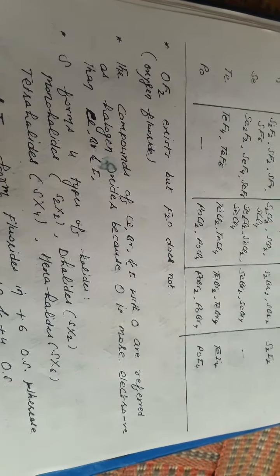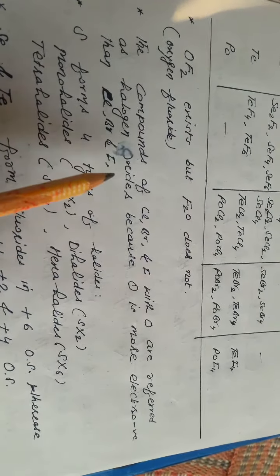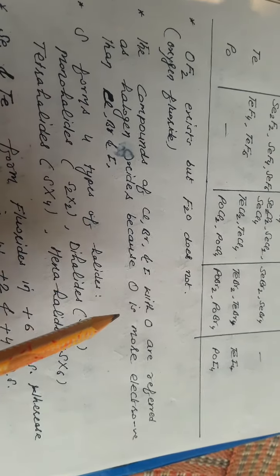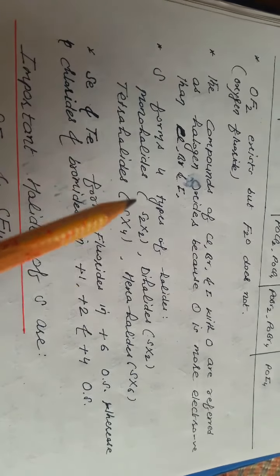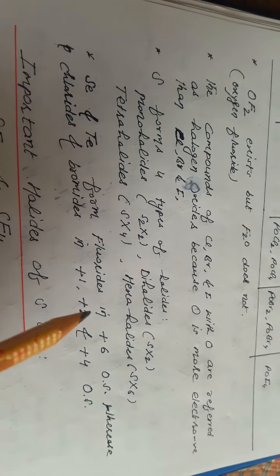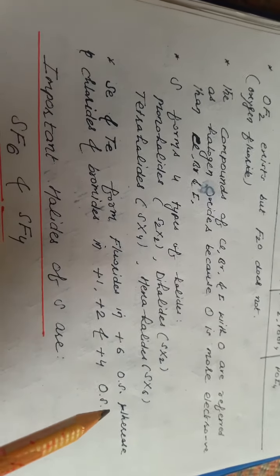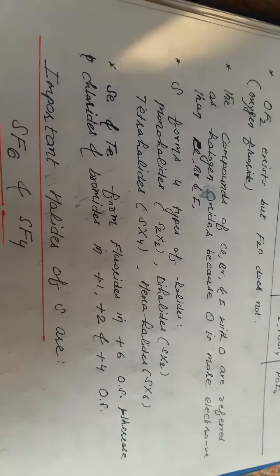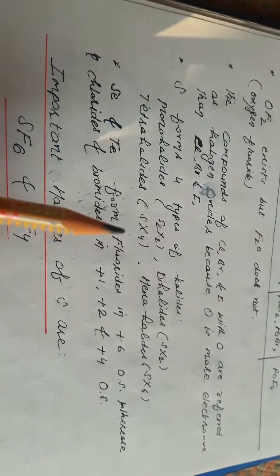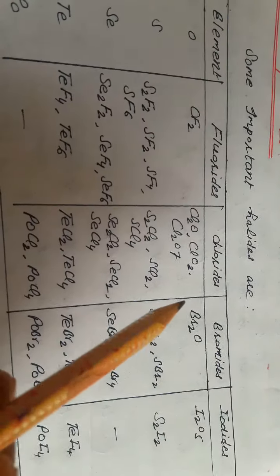The compounds of chlorine, bromine and iodine with oxygen are referred to as halogen oxides because oxygen is more electronegative than chlorine, bromine and iodine. Sulfur forms four types of halides: monohalides, dihalides, tetrahalides and hexahalides. Selenium and tellurium form fluorides in the +6 oxidation state, whereas chlorides and bromides are in +1, +2 and +1, +4 oxidation states. Important halides of sulfur: we have two important halides of sulfur.